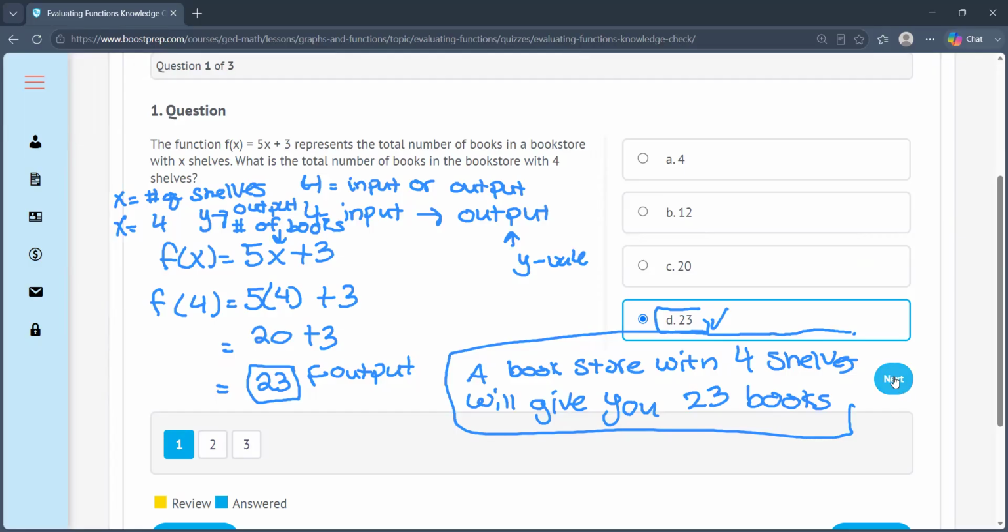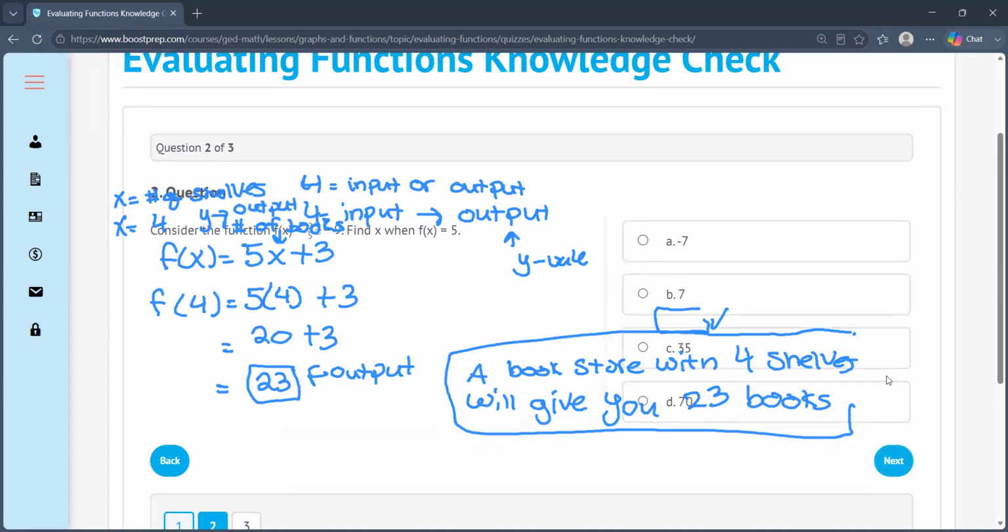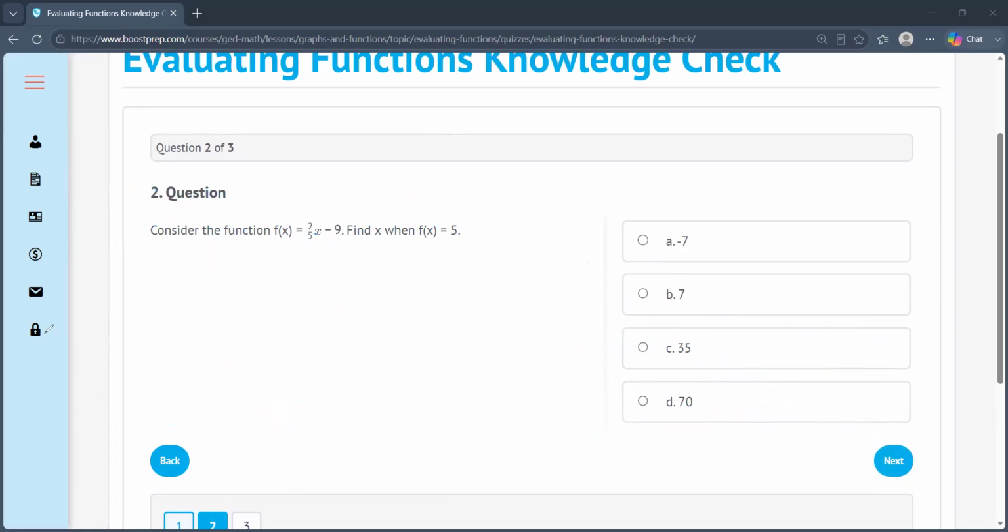Okay, let's move on. Let's move on to question 2. So consider the function f of x equals 2/5 x minus 9. Find x when f of x equals 5.